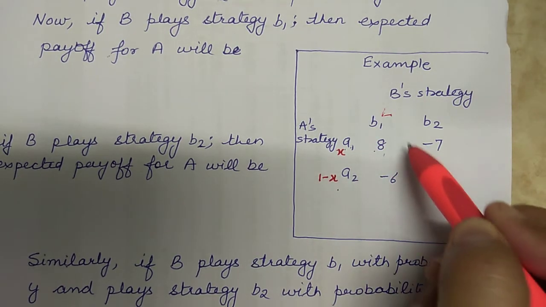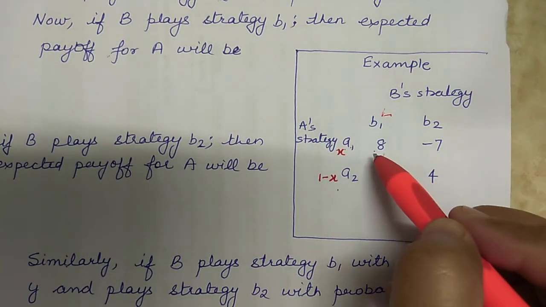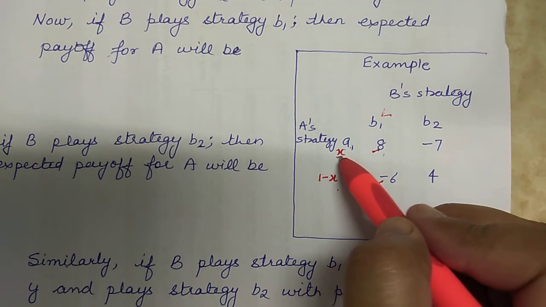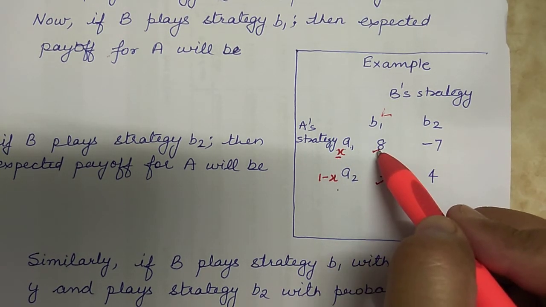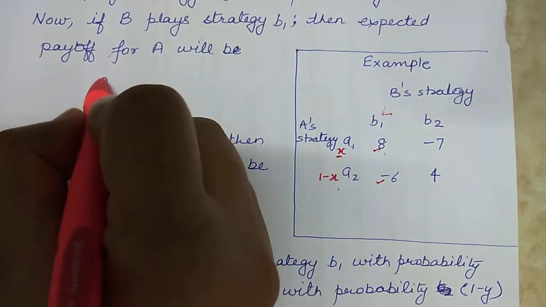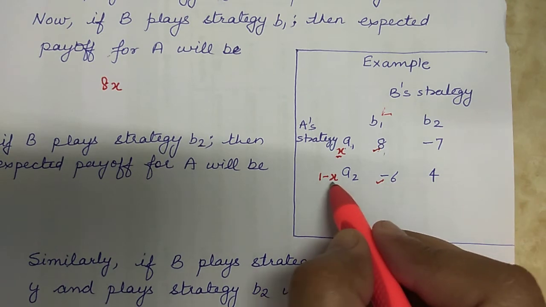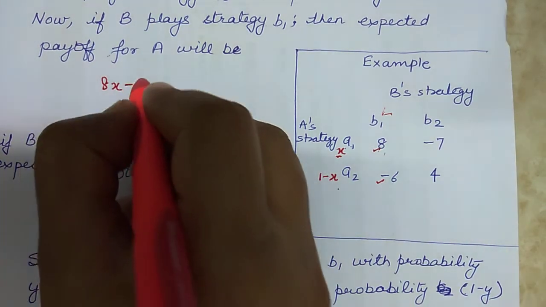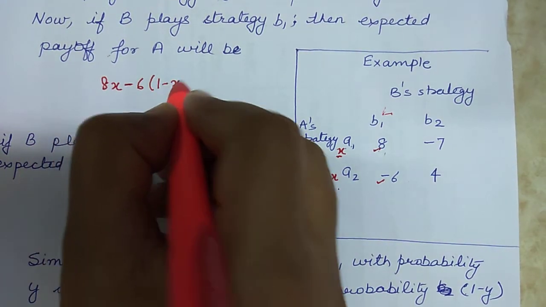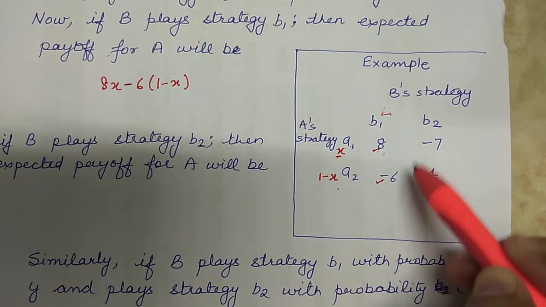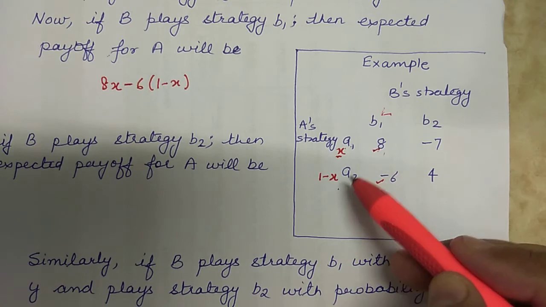If B chooses strategy B1, what will be the total payoff of A? It is 8 and also minus 6. Since B is choosing with probability X, the total payoff will be 8X plus minus 6 multiplied by 1 minus X. Okay, this is the total payoff if B is choosing B1.